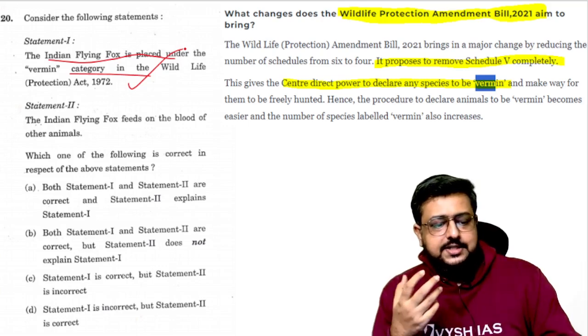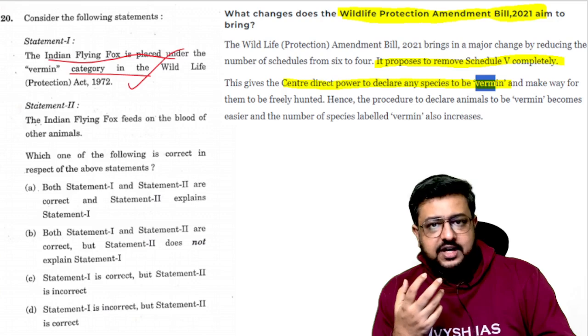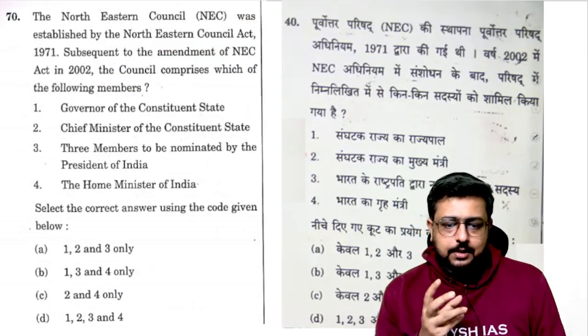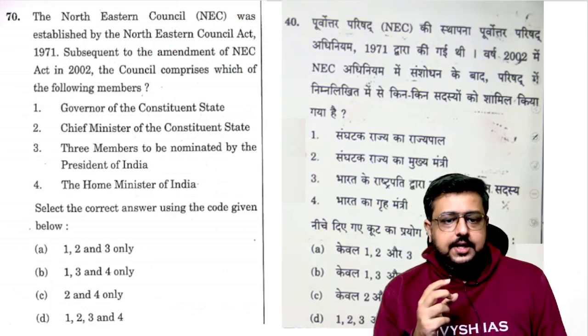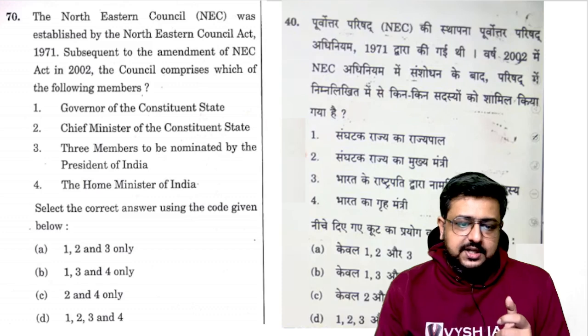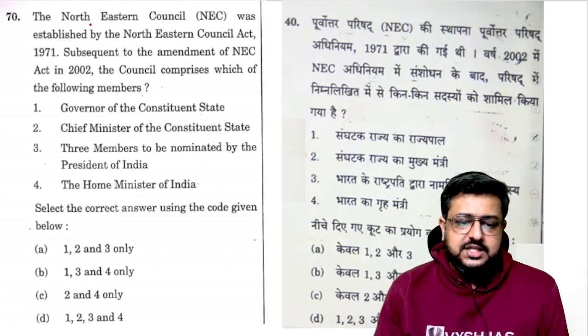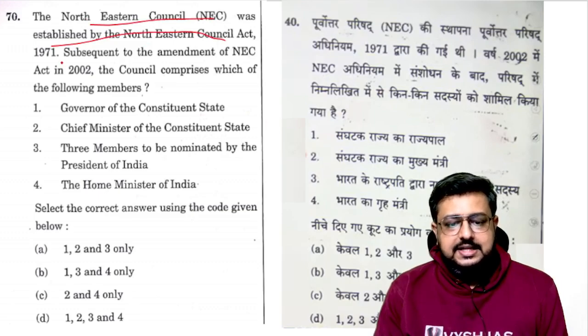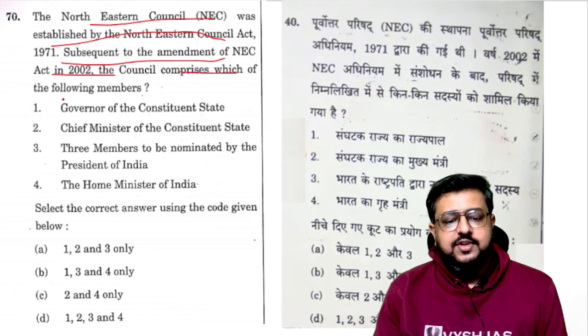But many coaching classes and many students were talking about different questions, which I will show you now, very quickly. One is this Northeast Council question, which is again a similar kind of technicality problem. Here also it's an amendment. First they say this body is established by this particular act, the Northeast Council Act, and then they amended it in 2002, and then ask which of the following members this council comprises.